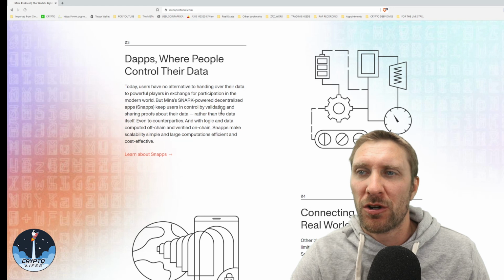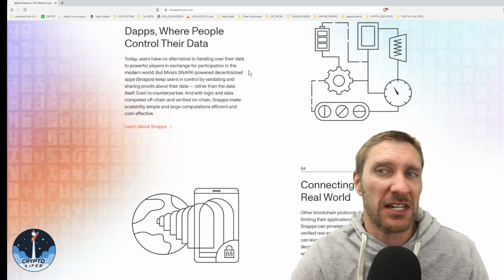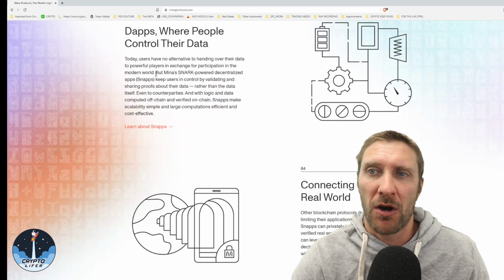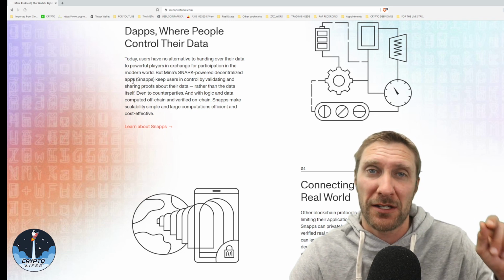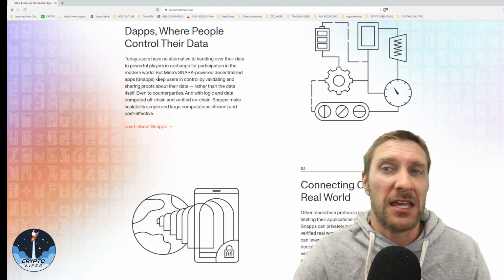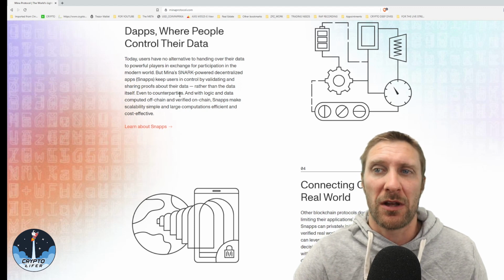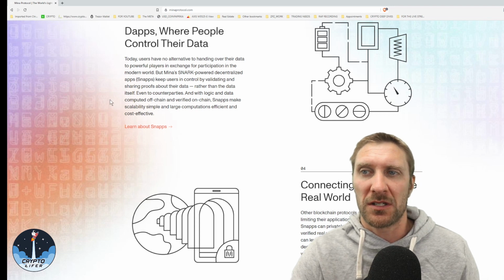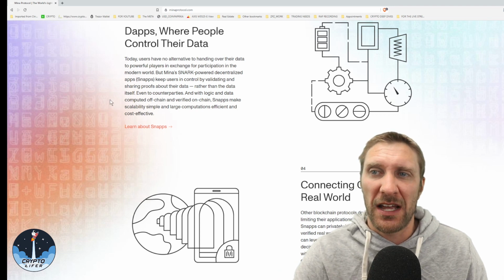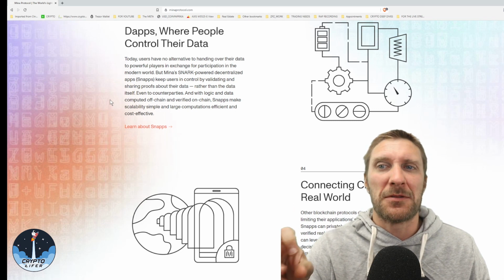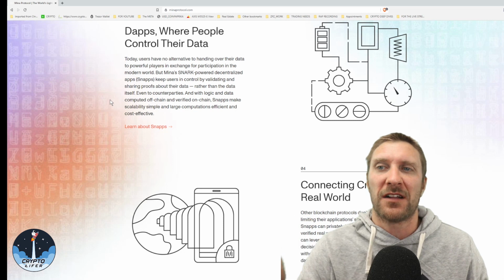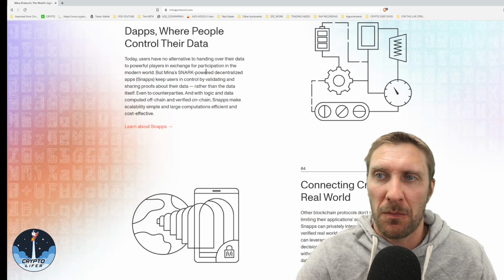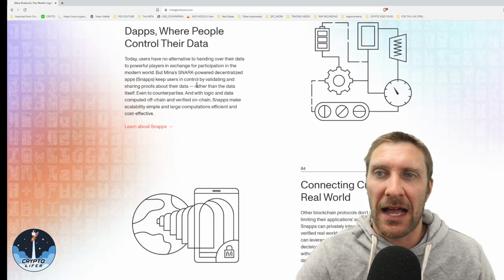Today, users have no alternative to handing over their data to powerful players in exchange for participation in the modern world. But Mina's snark-powered decentralized apps, and they have a snark it too, just like a market, pretty interesting. They keep users in control by validating and sharing proofs about their data, rather than the data itself, even to counterparties. And with logic and data computed off-chain and verified on-chain, snaps make scalability simple and large computations efficient and cost-effective, okay? It's a snark-powered decentralized app.